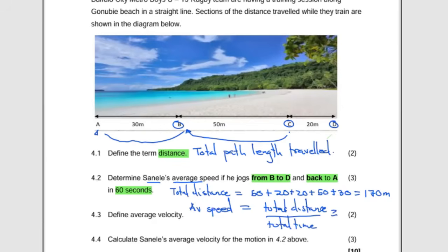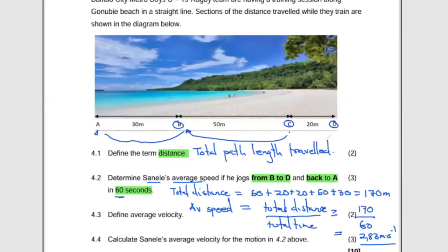This is equivalent to: my total distance there, we already calculated it, 170, divided by the time it took, which is 60 seconds. Therefore, 170 divided by 60, I'm going to get a value of 2.83 meters per second. That's how we calculate our average speed.